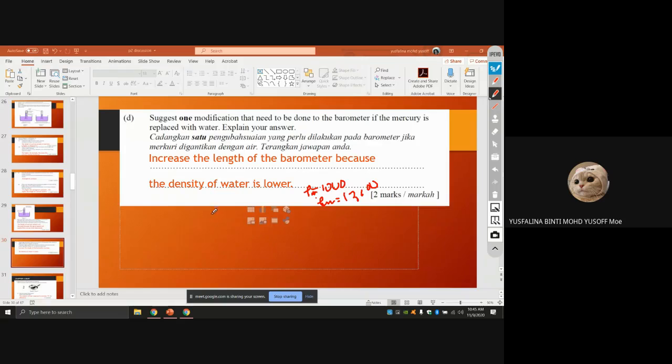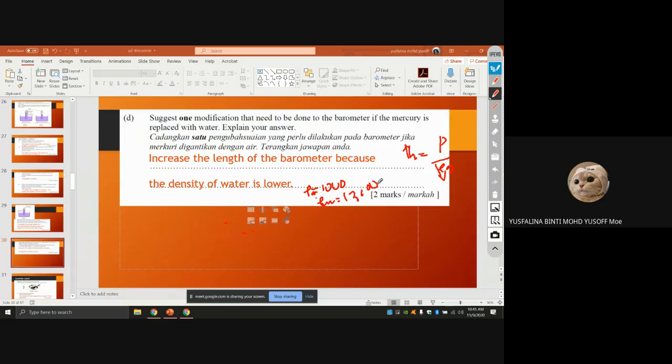Let's use the formula. P is equal to rho g h, so h is equal to P over rho g. Now you change the mercury to water, so the density is decreased. Then what will happen to h? The h will increase, right? So you have to increase the length of the barometer, because the density of water is lower.